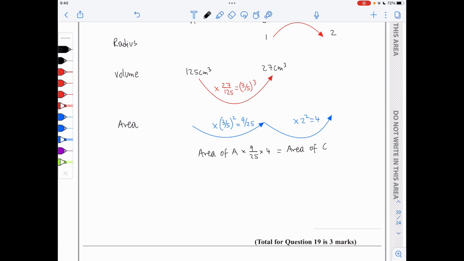So the area of A times 36 over 25 is the area of C. So 36 times the area of A is equal to 25 times the area of C. We need to find the ratio of the area of A to the area of C. So area of A over area of C is simply 25 over 36, and therefore the ratio is 25 to 36.